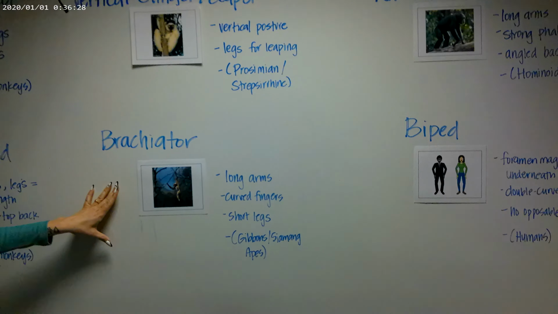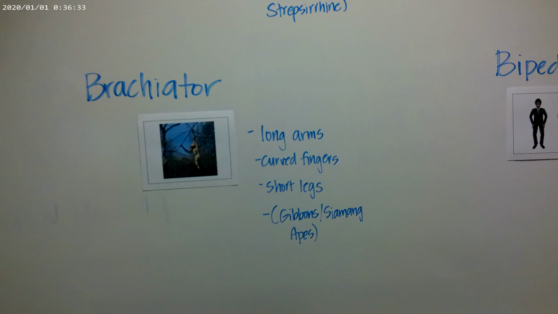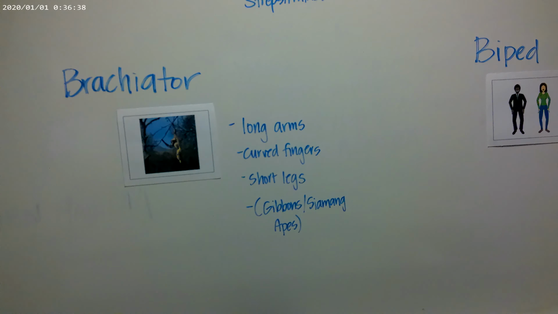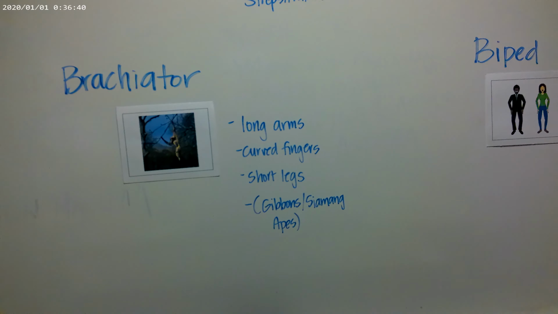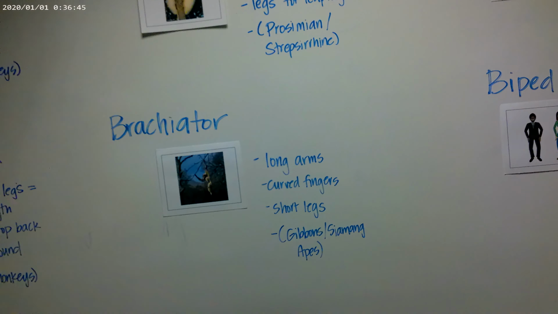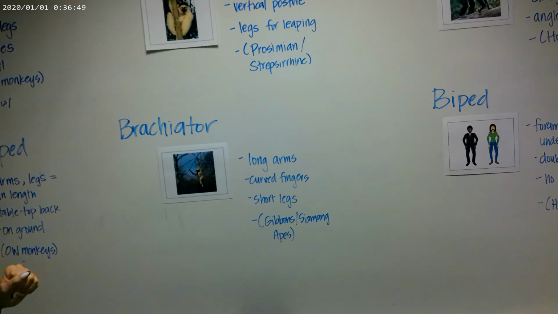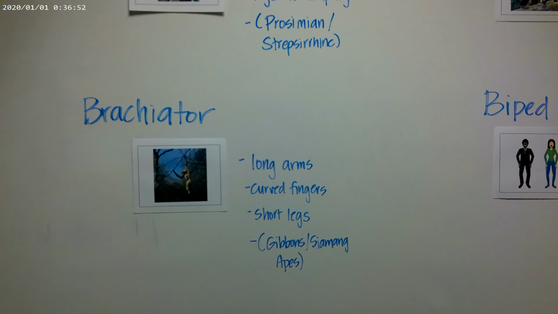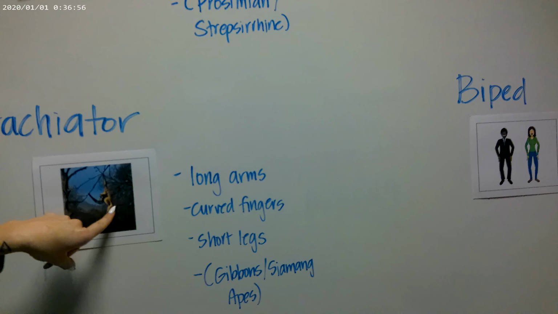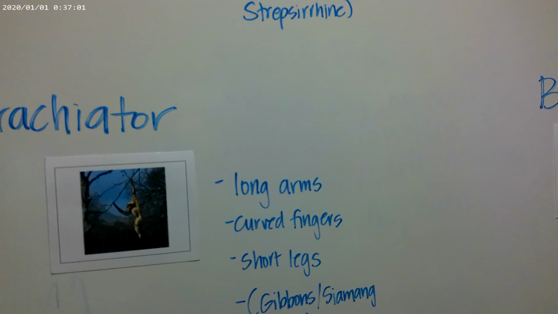Down here, number 4, we have our brachiators. This is a unique style of locomotion where you have very long arms, very long curved fingers, and short legs that are kind of tucked up, and you swing through the trees arm over arm, kind of like the motion you do at the monkey bars at a playground. This is seen primarily in our gibbons and siamangs, which are our smaller apes. You can tell it's an ape because there's no tail right here. You can see the very long arms and the swinging movement that he's doing.